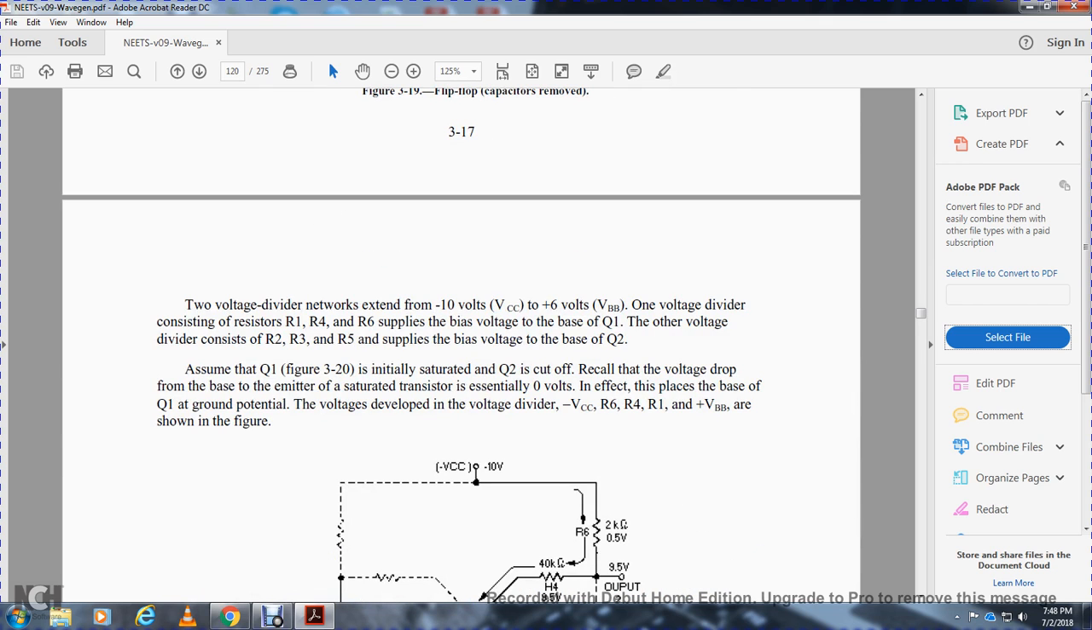Alright, there are two voltage divider networks between negative 10 volts and plus 6 volts. One voltage divider, with resistor 1, resistor 4, and resistor 6, applies the bias voltage to the base of transistor 1. The other voltage divider, with resistors 2, 3, and 5, supplies the bias voltage to transistor 2.